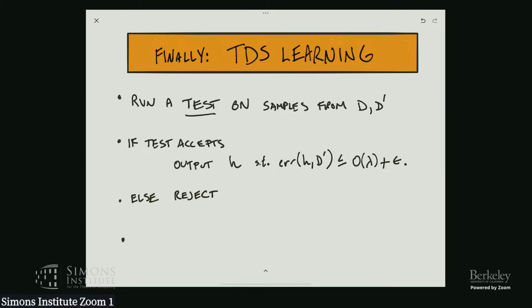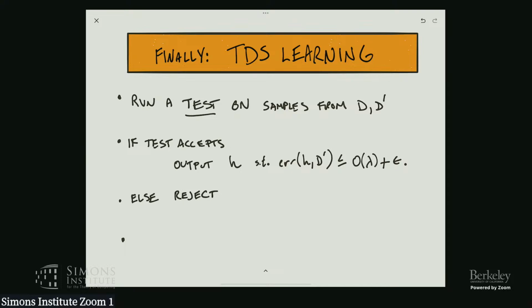If the test accepts, then you output a classifier whose error is small with respect to the test set, which is what you want. Furthermore, our learner will give you a certifiable, bona fide proof that your classifier really does get error of order lambda plus epsilon. Now the test might reject, in which case the learning algorithm does nothing. It just says, sorry, I'm rejecting.